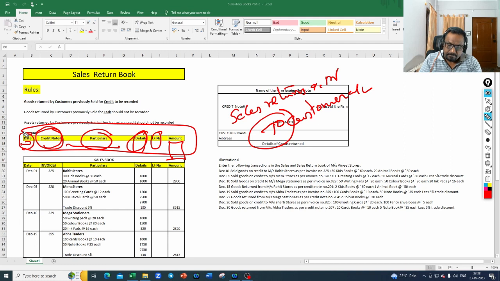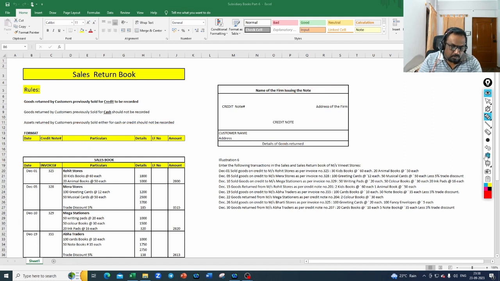That's all, the format is going to be. Clear? Right. Now, I do not have any sales return related problems from the CA Foundation material. Hence, what I did is I took one problem from the NCERT book. There are some mistakes in that NCERT book as well. I somehow rectified it, but I took that problem from the NCERT book and am explaining it here.